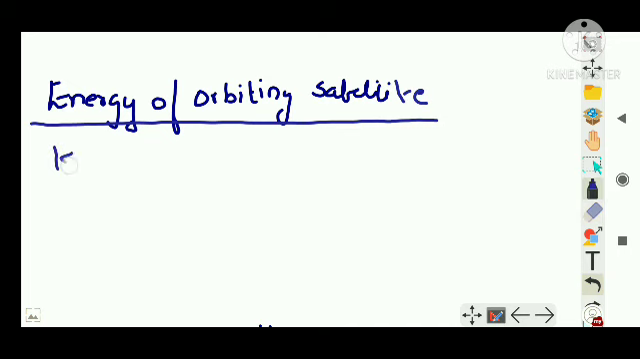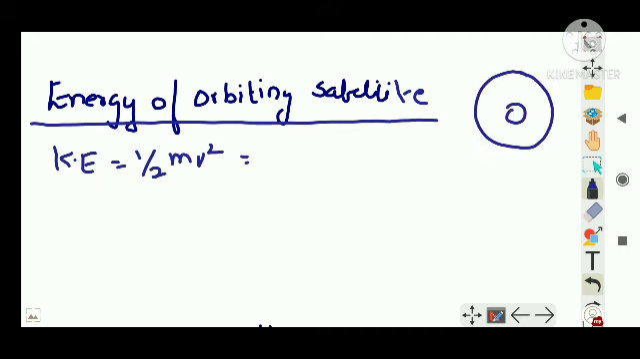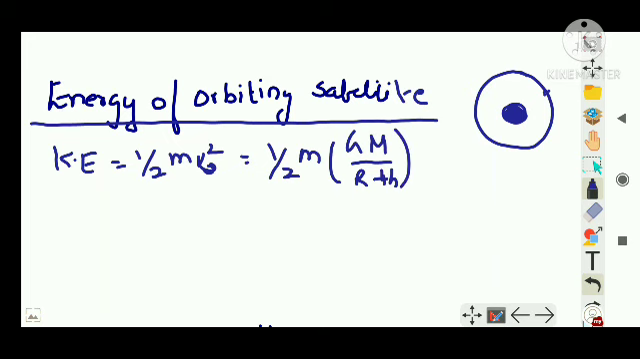So first let us talk about kinetic energy. You know kinetic energy is half mv squared. When the orbiting satellite is moving, it will be having orbital velocity. So I am supposed to write half m V0 squared. In place of V0, I am going to write GM by r plus h, and the root goes off because of the square. So half m into GM divided by r plus h, that is kinetic energy.